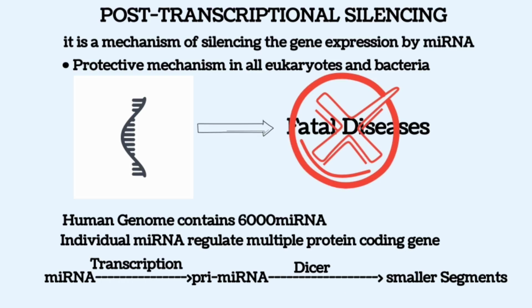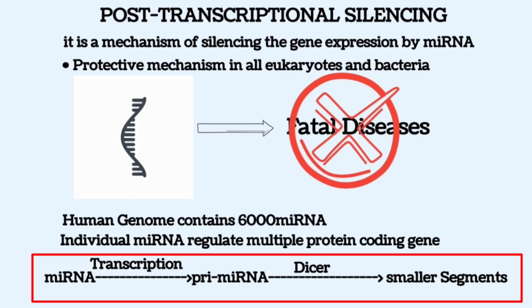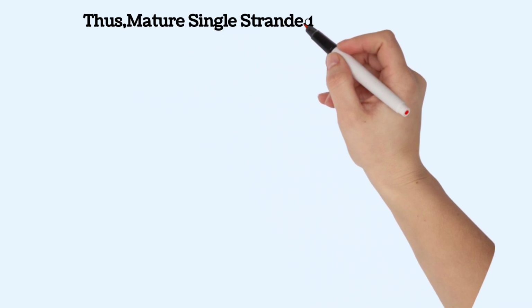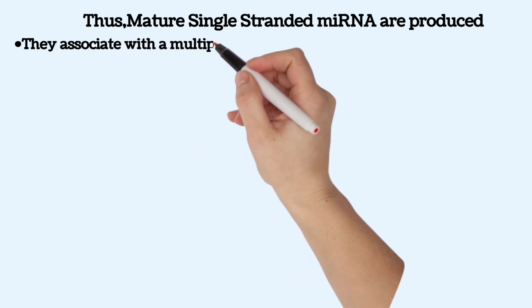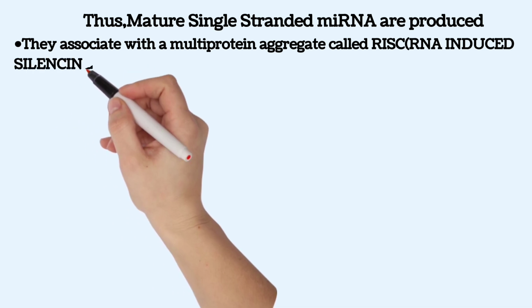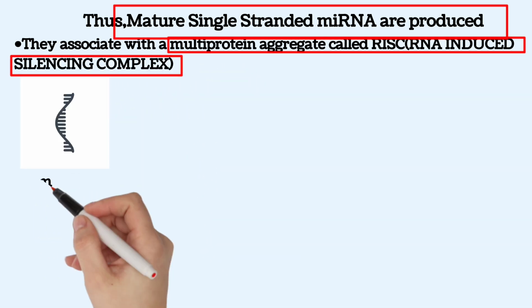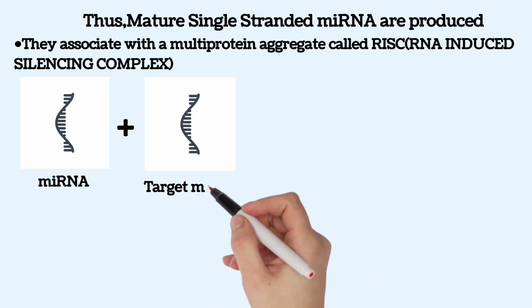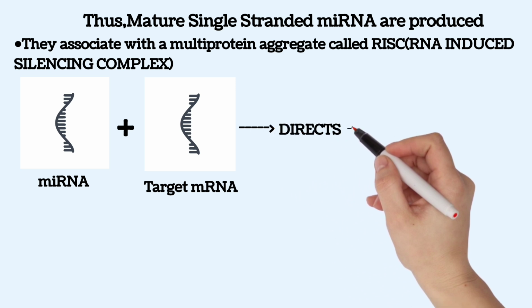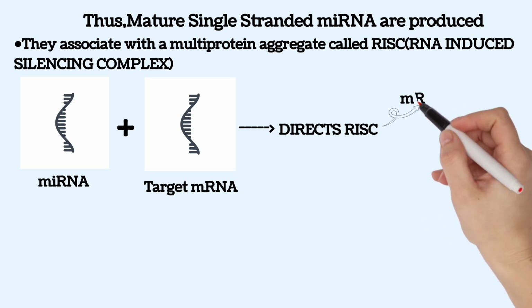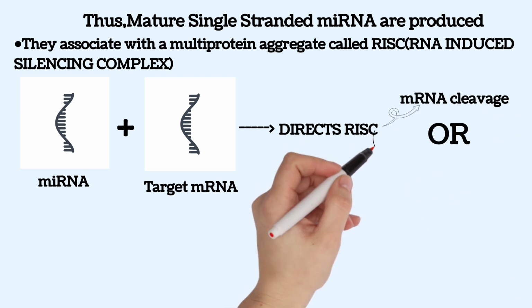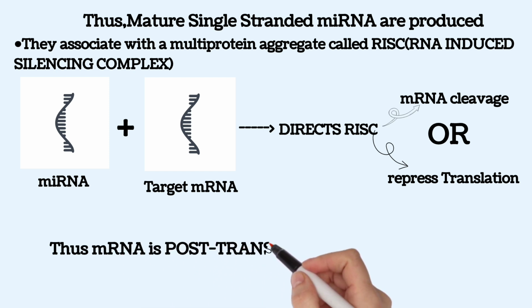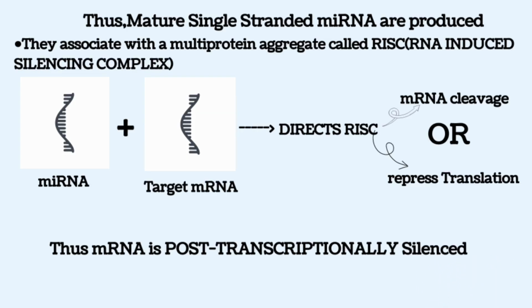miRNA is converted to pre-miRNA by transcription, and pre-miRNA is broken into smaller segments by the dicer enzyme. As the dicer enzyme breaks the pre-miRNA into smaller segments, it leads to the formation of mature single-stranded miRNA. They associate with a multi-protein aggregate called RISC, the RNA-induced silencing complex. Now this mature miRNA joins with target mRNA, which directs the RISC to do mRNA cleavage or completely repress the process of translation, and in this way mRNA is post-transcriptionally silenced, which helps our body in preventing fatal diseases.